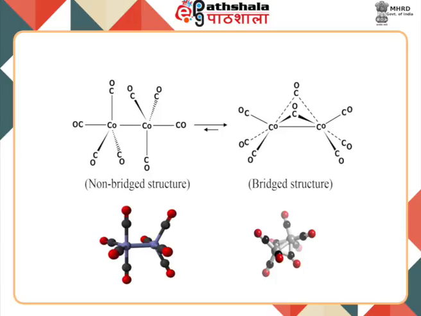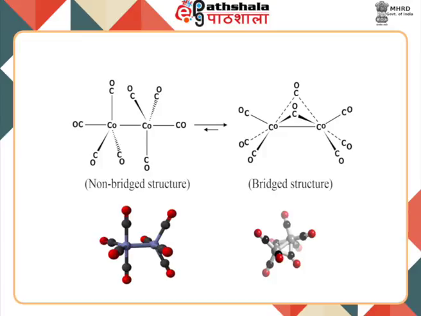At room temperature, both bridged and non-bridged structures of dicobalt octacarbonyl are present in almost equal proportions. At high temperatures, the non-bridge structure dominates, while at lower temperatures, the bridge structure dominates. The standard enthalpy of conversion of bridge structure into a non-bridge structure is plus 5.5 kilojoule per mole, but it is accompanied by an increase in entropy, so that there is very little difference in Gibbs free energy of the 2 forms of dicobalt octacarbonyl.